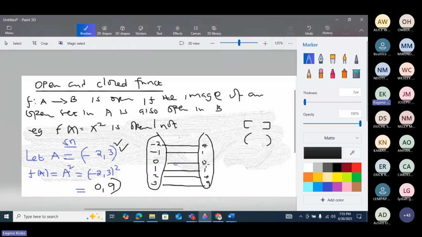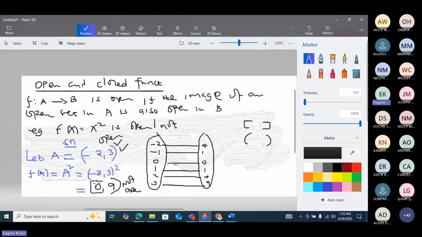Then you ask yourself, where did the 0 come from? 0 came from 0. Was 0 at the boundary? No, 0 was inside. Inside the boundary. So 0 was very much inside. So you see now what has happened. This one is open, but this one is not open.